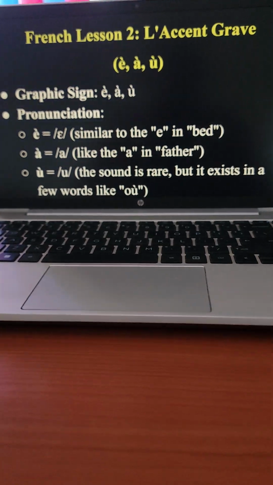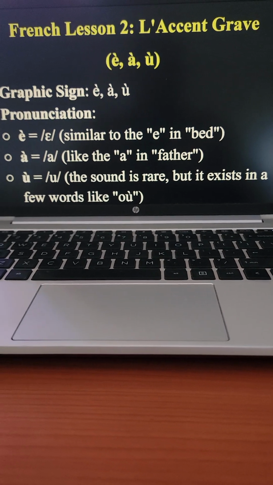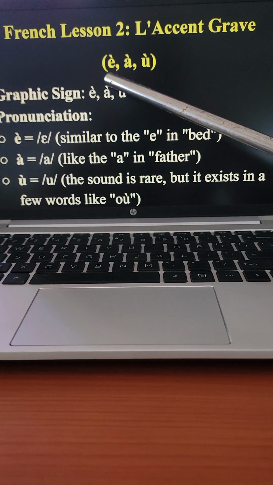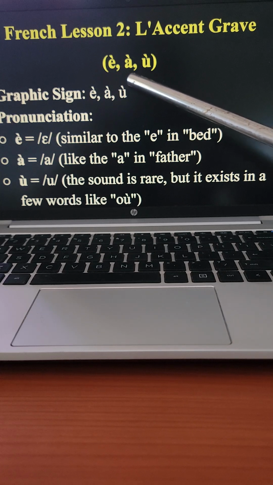If we can just recap what we talked about in accent aigu, we said that accent is only found on E's. But now when you come to accent grave, you'll find that it appears on different letters. Let me zoom this. You can see accent grave appears on these three of them. Accent aigu appears only on the E's, but accent grave is on the E, A, and U.